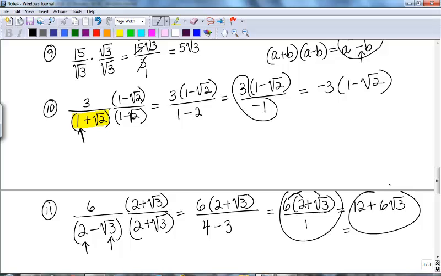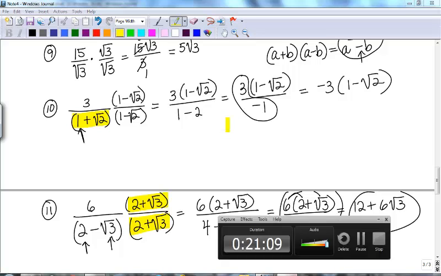Is that enough examples? Rationalize it. If it's a plus sign, you're going to multiply by the minus, top and bottom. If it's a minus sign, you multiply by the plus, because what you're really multiplying by is equivalent to 1. Okay, that's a little bit of review of the radicals.